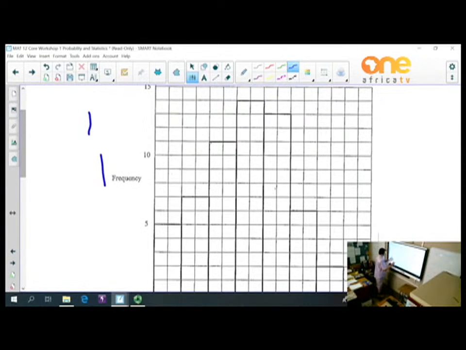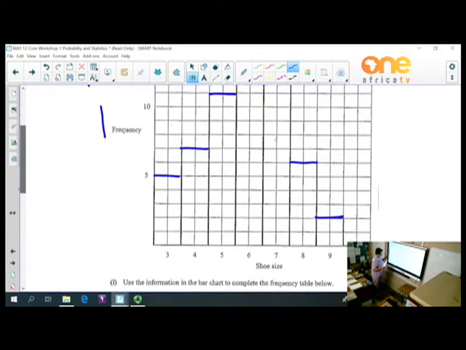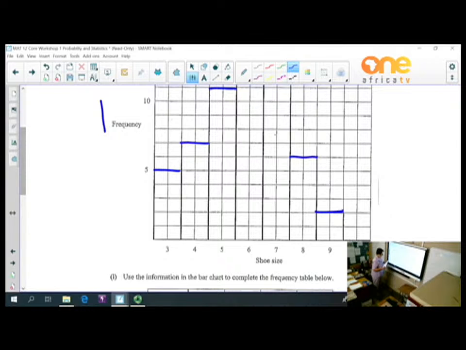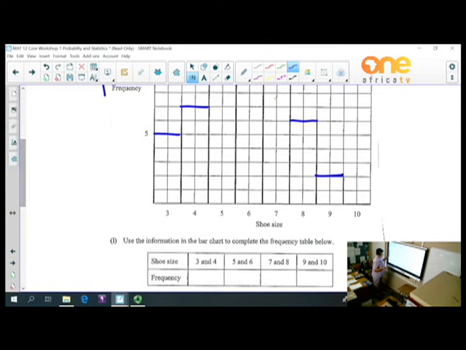Let's just see. Here's one. There's one. There. It is a bar chart that we have here. There. And the last one is here. So there are my bars that I can read off. The first one says, use the information in the bar chart to complete the table. So we have to complete the table now.